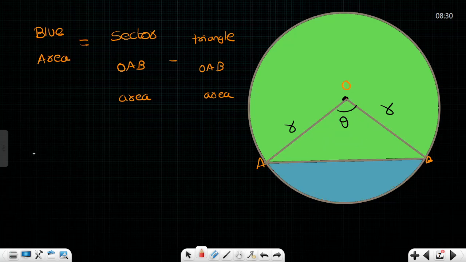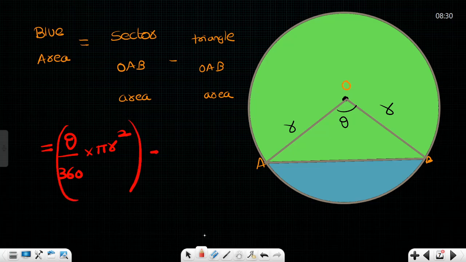So here the sector area, just now you have calculated how much? Theta by 360 into pi r square. Before only we calculated that, because with theta angle, that is the sector area. Good. Minus triangle area. How do we calculate? It's a big problem. How can we calculate the triangle area?